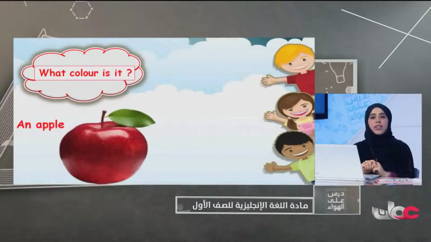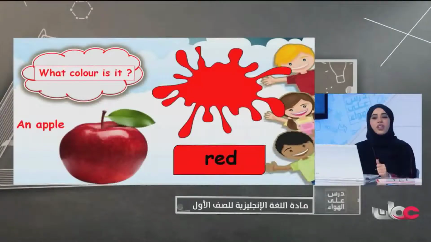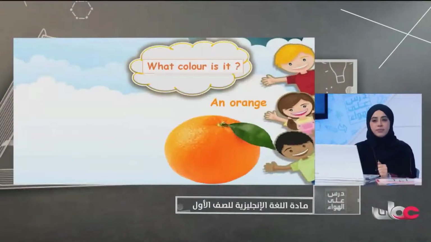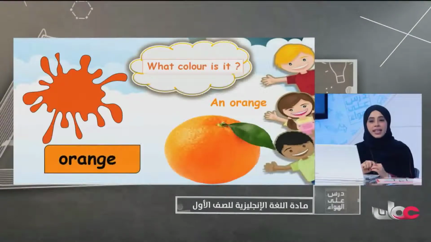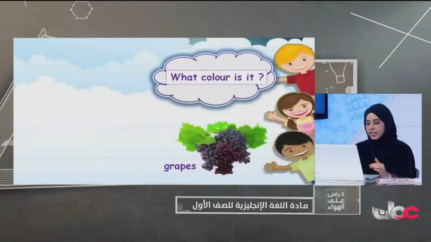Let's see. Another apple with a different color. What is it? What's the color? Wonderful. Red. The color of the apple is red. It's a red apple. Let's see what we have here. An orange. What's the color of that orange? Not yellow. It's very good. Orange. The color is orange. Very good.